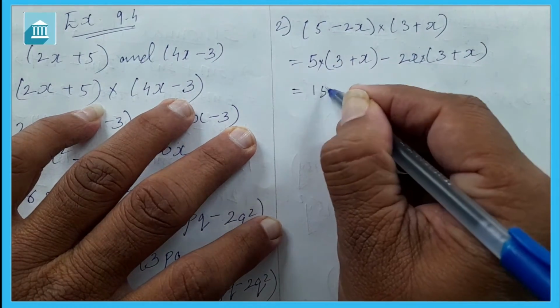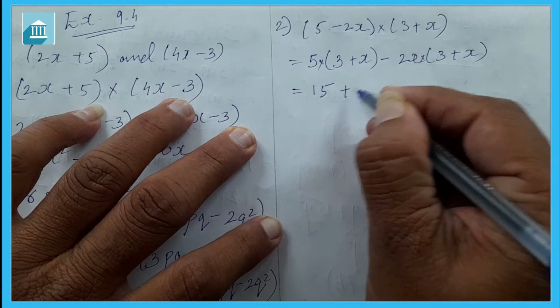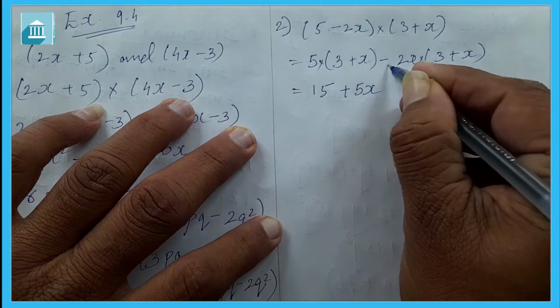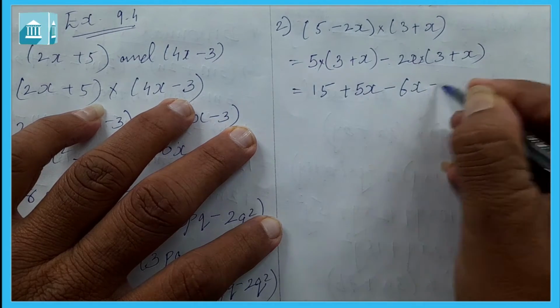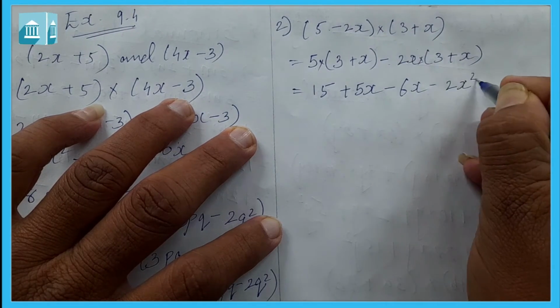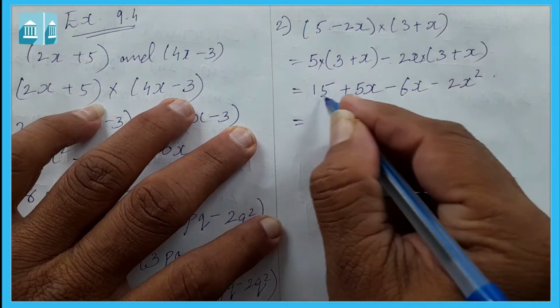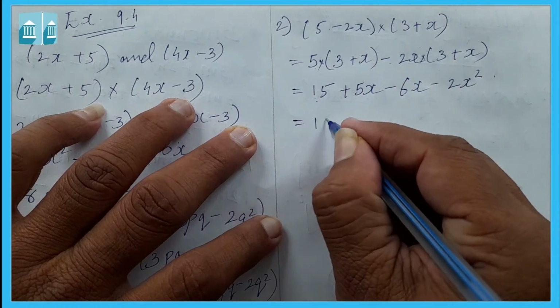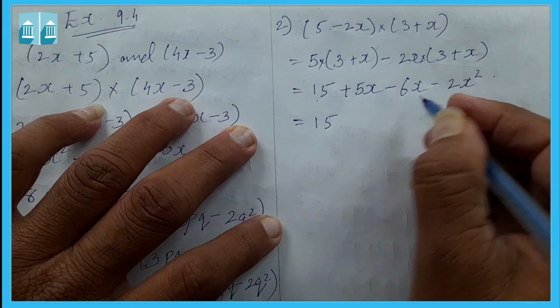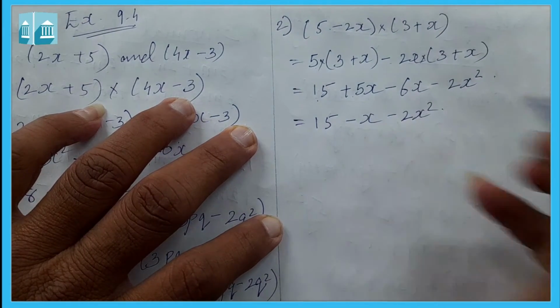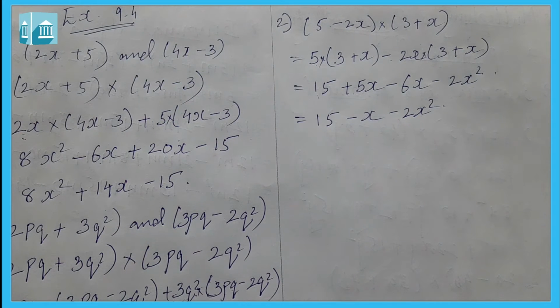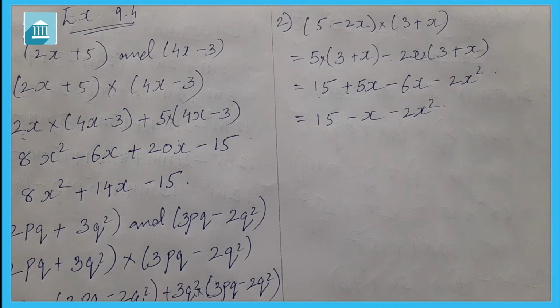5 into 3 is 15, 5 into x is 5x, minus 6x, minus 2x square. So this will be 15 plus 5x minus 6x, that is minus x, minus 2x square. So the answer is 15 minus x minus 2x square.